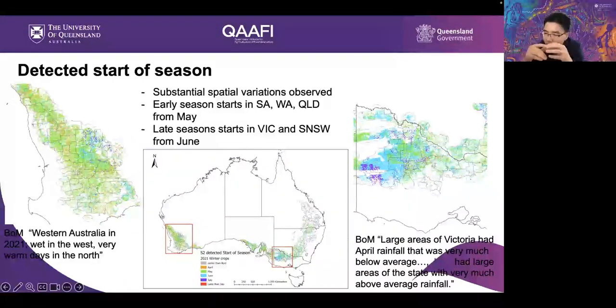It's quite evident that there is a notable spatial variability across these different regions. For example, in South Australia, Western Australia and Queensland, we noticed that the cropping season starts relatively early, around May. While in Victoria and the southern regions of New South Wales, the onset of the season appears to be slightly delayed, mainly beginning in June. And I think these spatial variations underscore the diverse agricultural conditions and climatic influences across Australia, affecting the timing of cropping activities.